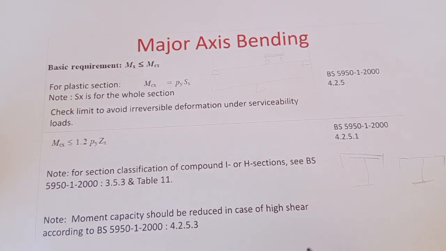And one more important thing for major axis: if we have higher shear on the girder, remember we always need to reduce the section capacity in bending. Just for this, you need to refer to BS 5950-1 section 4.2.5.3 to see what the limit is for shear and bending reduction.